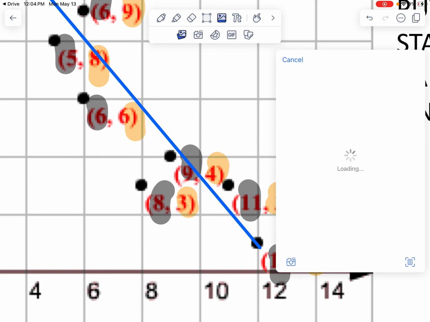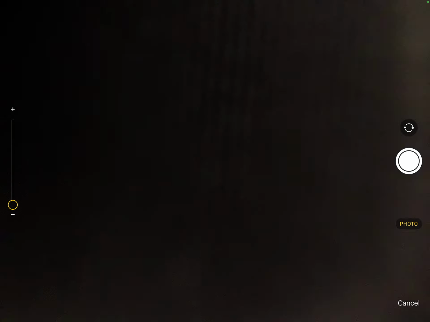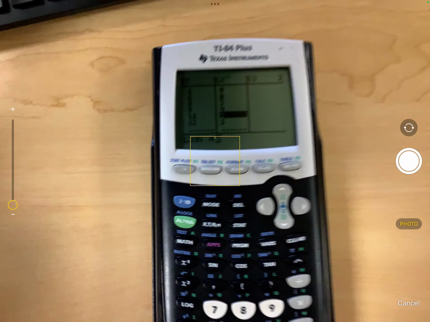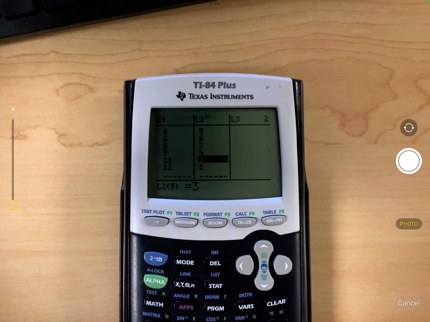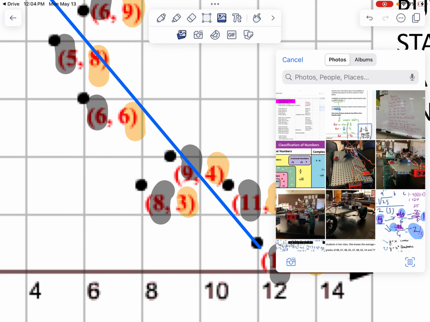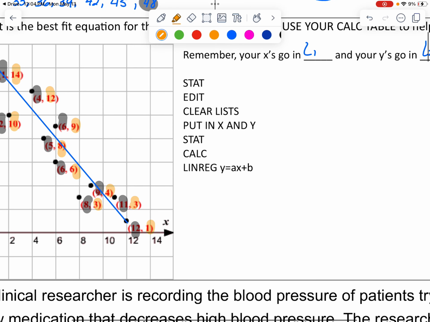I am quickly going to show you what that looks like on my calculator. That is from the L1 and the L2. I typed them all in there. All right, and now I'm going to hit stat and go over to calculate and pick number 4, which is linear regression like we have been. And I get y equals, my calculator says, negative 1.11x plus 14.1.